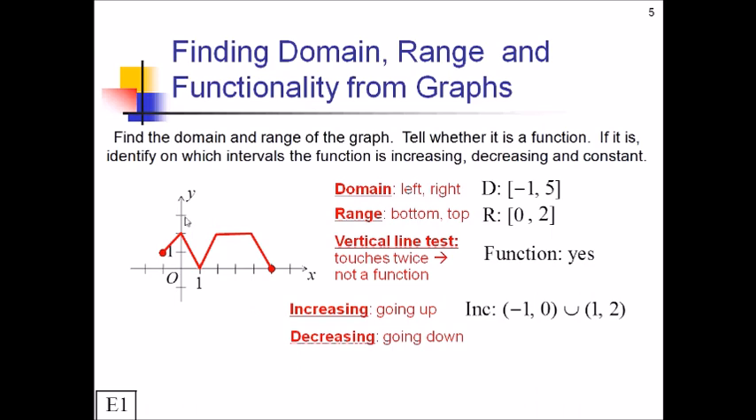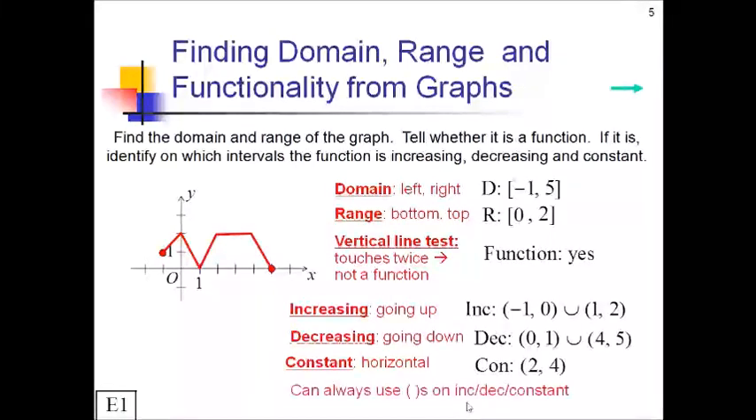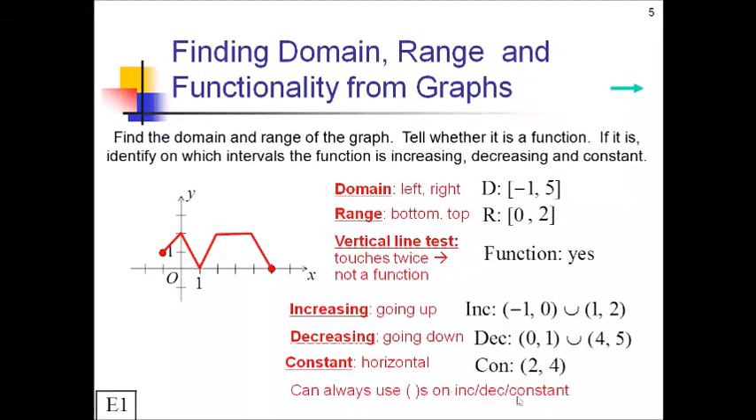So we're decreasing from 0 to 1, so 0 comma 1. And we're also decreasing at the far end here from 4 to 5, so union 4 comma 5. And then finally, constant. This is where you have a horizontal line that is neither increasing nor decreasing. It's just the same y value as you plug in more and more x values. So that's going to be this little spot right here from 2 to 4, so 2 comma 4. And again, you can always use parentheses on these intervals of increase and decrease, and it'll be just fine.